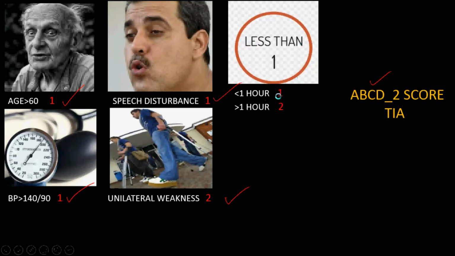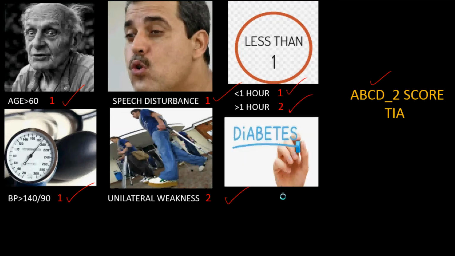And the D stands for the duration, which is less than 1 hour, given 1 point, greater than 1 hour given 2 points, and the second D is diabetes, which is given 1 point. If you have a total score greater than 4, then it is significant and needs intervention.